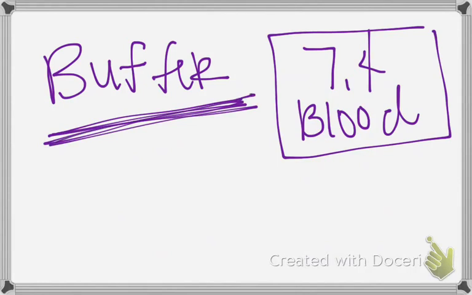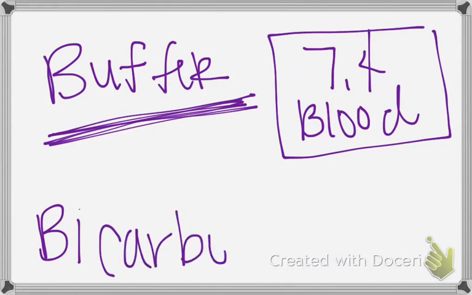So a buffer, you can make sure you understand, is something that regulates pH. So it says it resists change in pH. It can take in or give off hydrogens or hydroxides to maintain the pH. Okay, and the buffer in human blood is bicarbonate. So you want to know that word. Bicarbonate is the buffer in human blood.